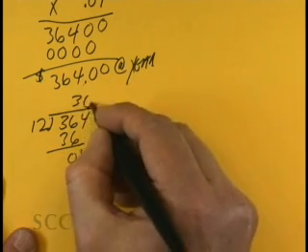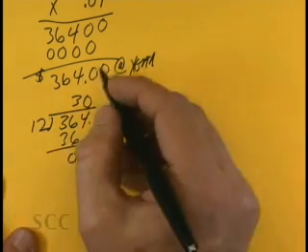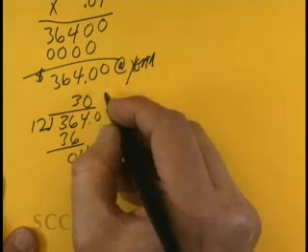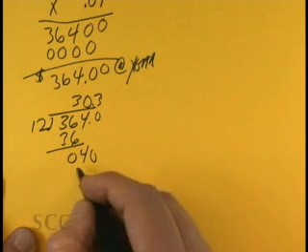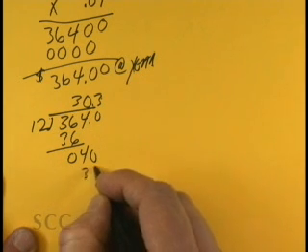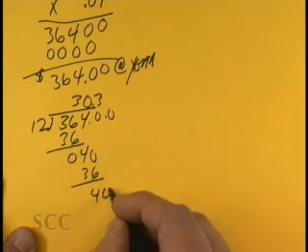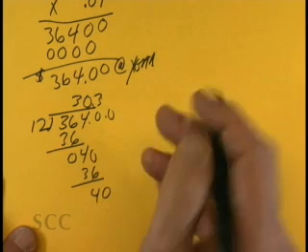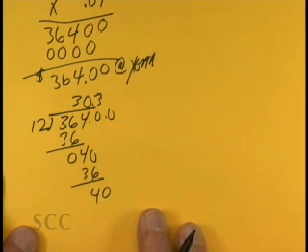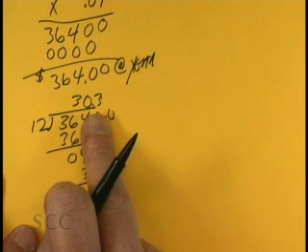It won't go, so I have to put a 0. I have to bring down another 0. 12 goes into 40 3 times, and I put a decimal point here. 3 times 12 is 36, subtract, I get 4, I bring down another 0. So what I end up with is a number that's 30.333333. But that tells me how much she's actually paying per month.